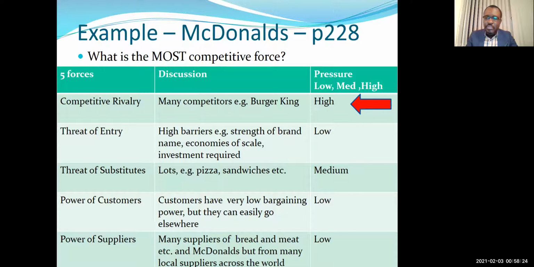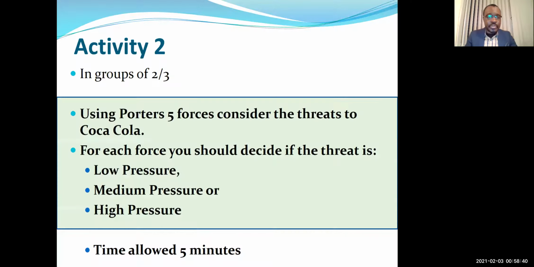Threat of substitutes, lots. Pressure is medium. Customers have low bargaining power, so pressure is low. Power of suppliers, many suppliers of bread and meat, so low pressure on them. This is just a typical example. You can take good time to read through this, right?